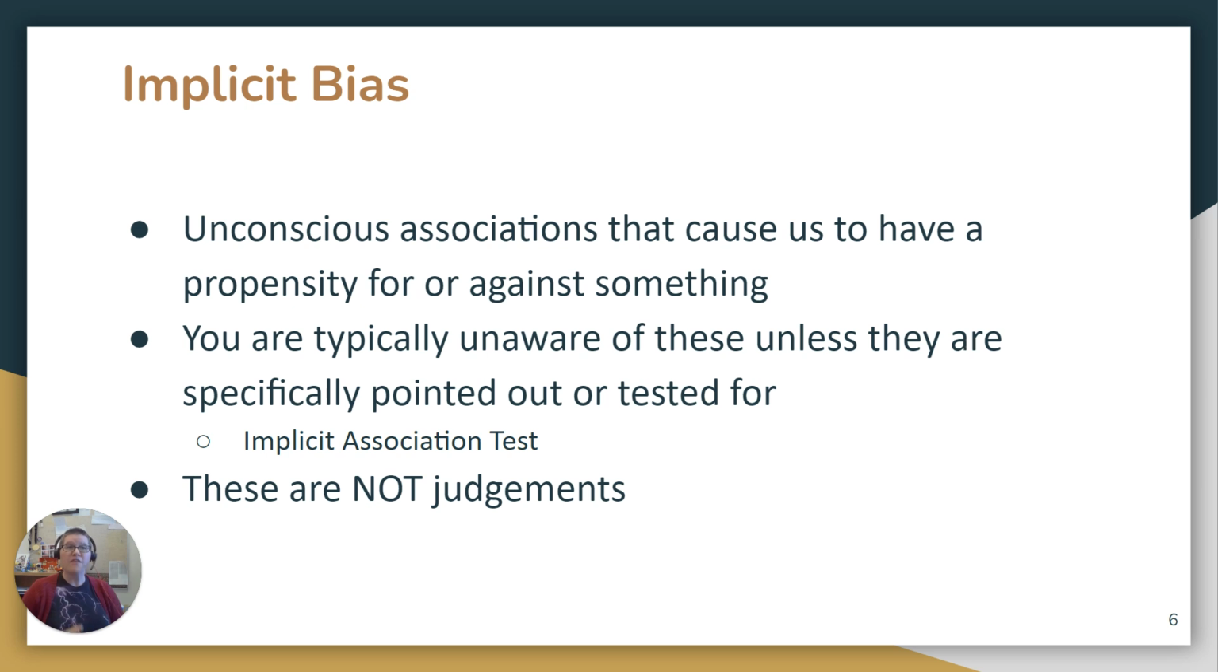So, this is where we end up with implicit bias. Implicit bias is that your brain has made an unconscious association that causes you to have a propensity for or against something, or a propensity to relate to concepts. And when you see things that are not what you were used to or what you always grew up with, your brain finds that to be odd.